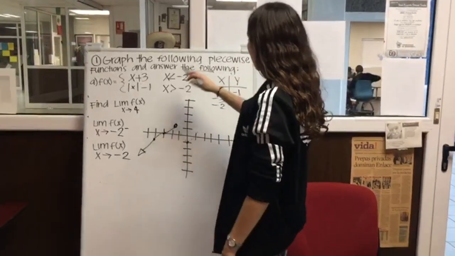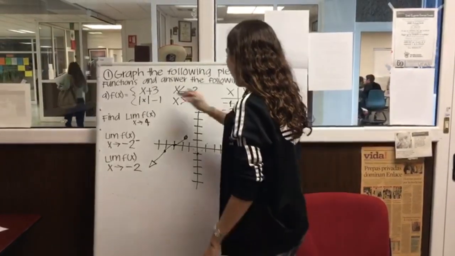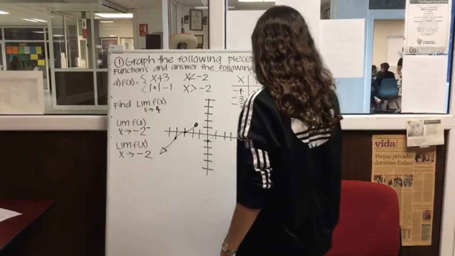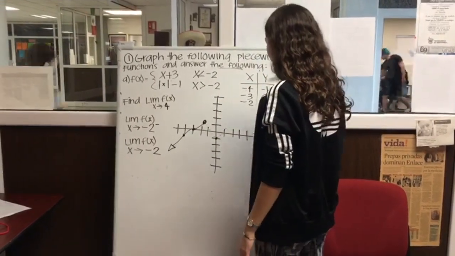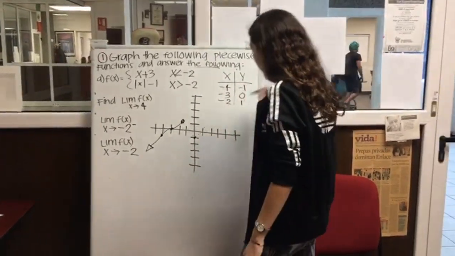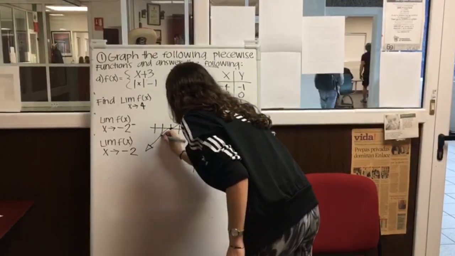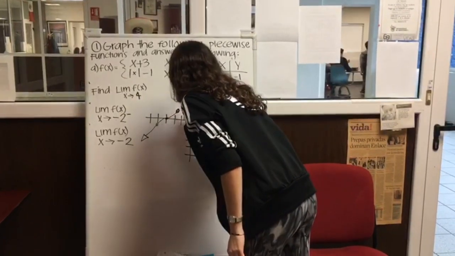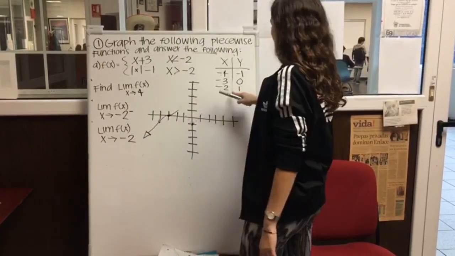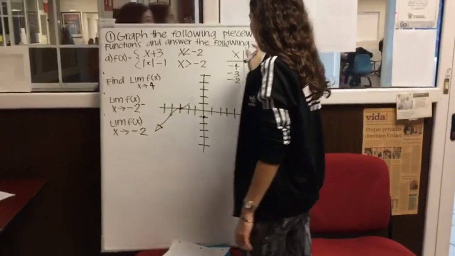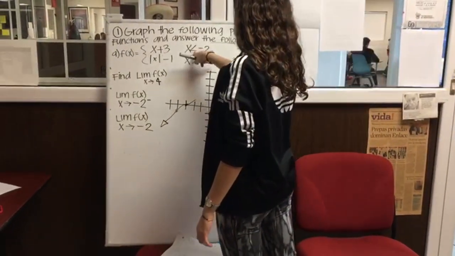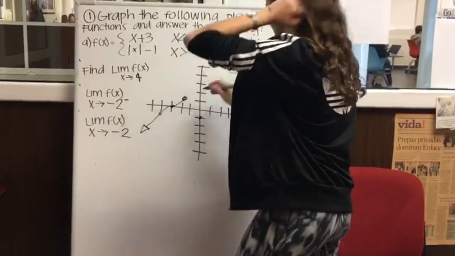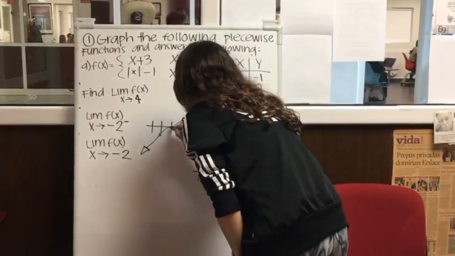Following piecewise functions and answer the following. Here we have x plus 3 when the x is smaller than -2. So we plot the numbers. And minus 4 when y is -1, we plot it here. Then -3 when y is 0, we plot it here. And -2 when y is 1. And since the x has to be smaller than -2, here is an open circle and it's aligned this way.